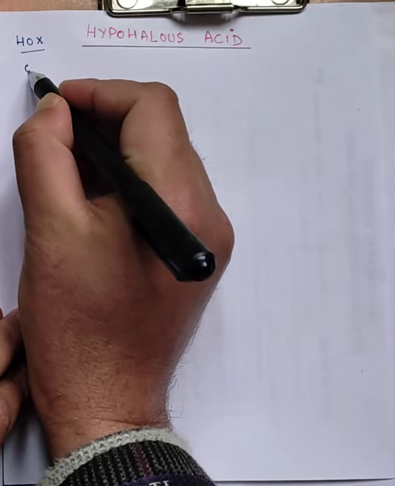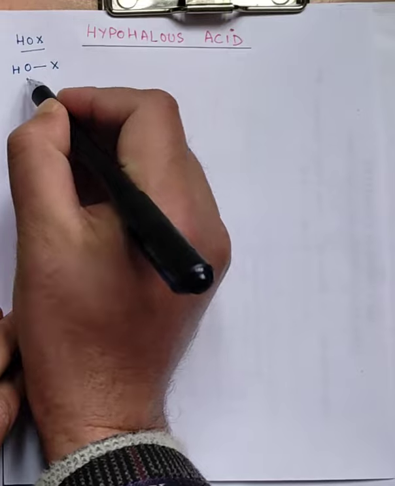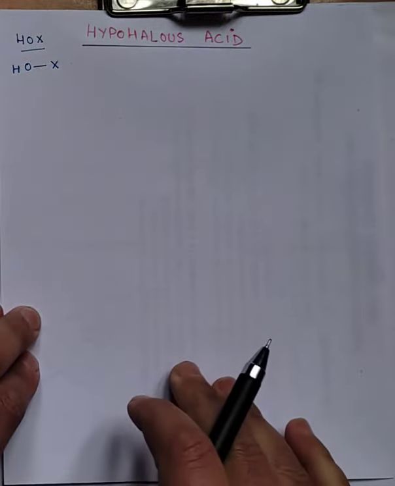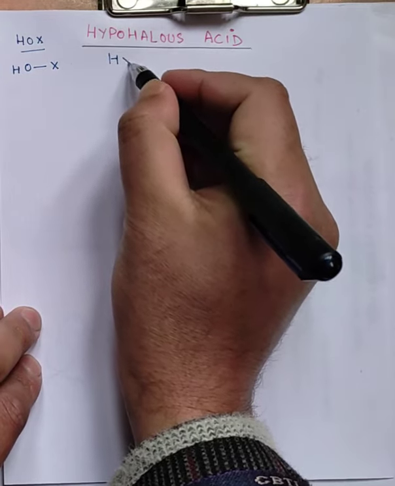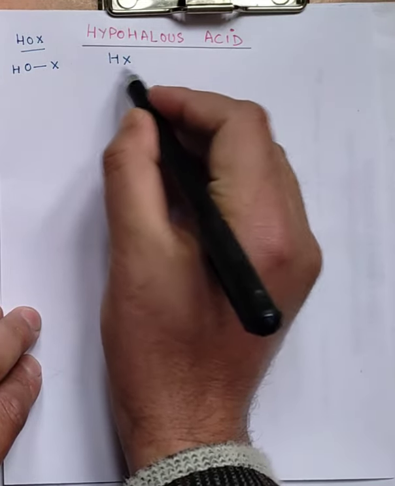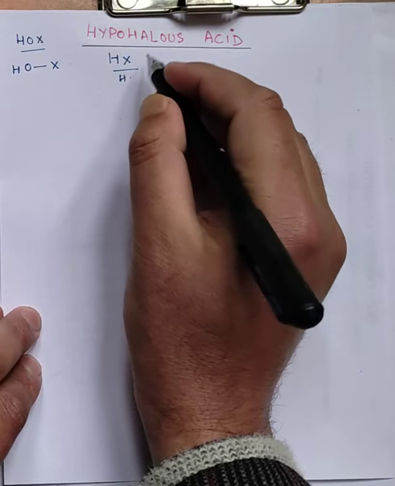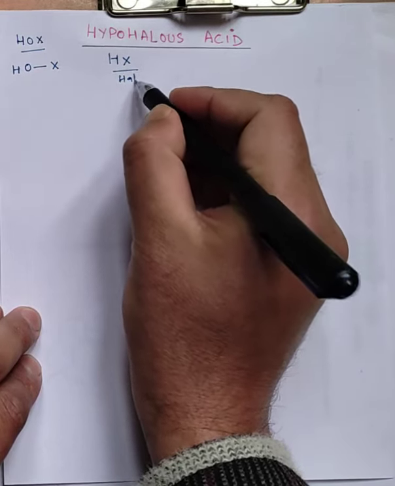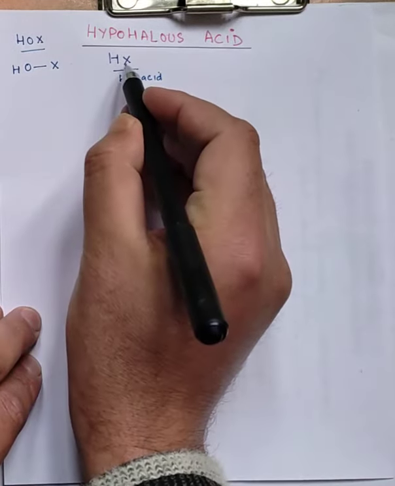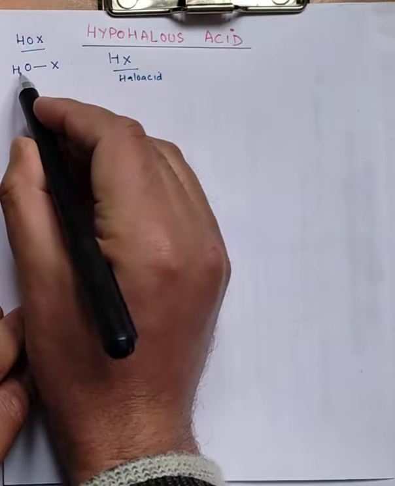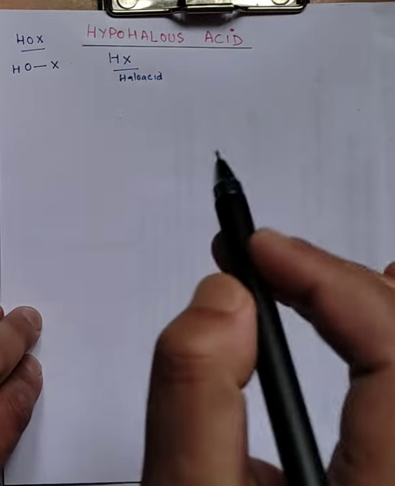So we have basically a bond between oxygen and your halogen atom. This is hypohalous acid. When we say it is HX, it's called as halous acid. Fine. So HX is your halo acid. So when you introduce oxygen in between, it becomes HOX. It's called as hypohalous acid.